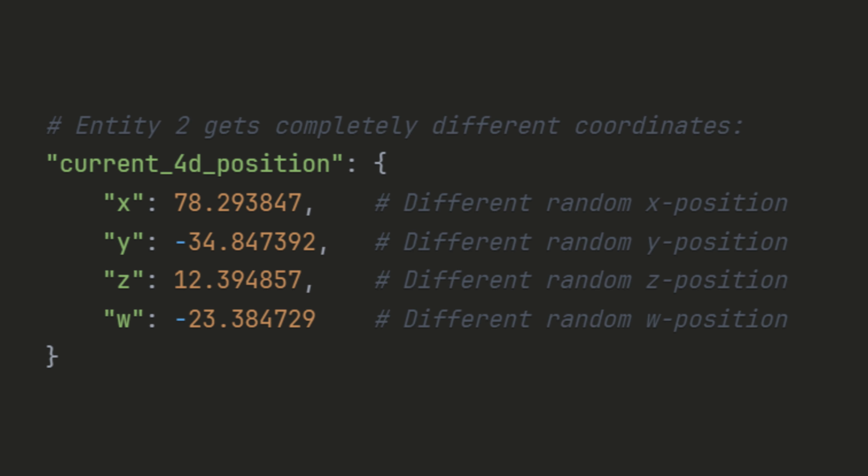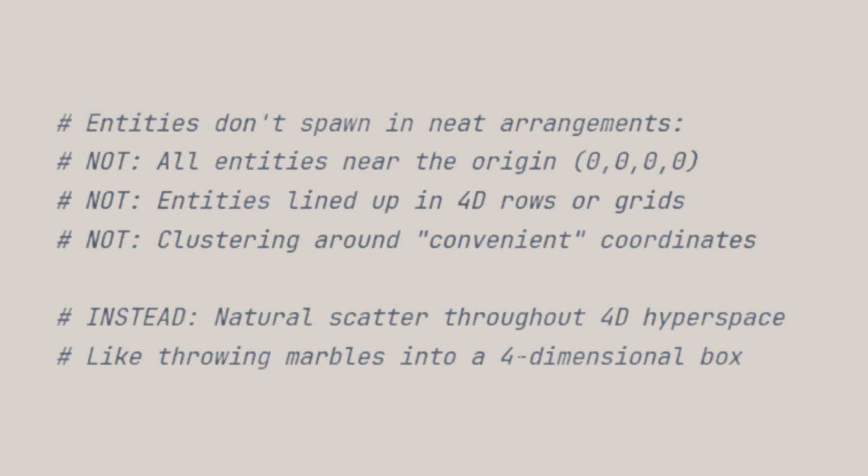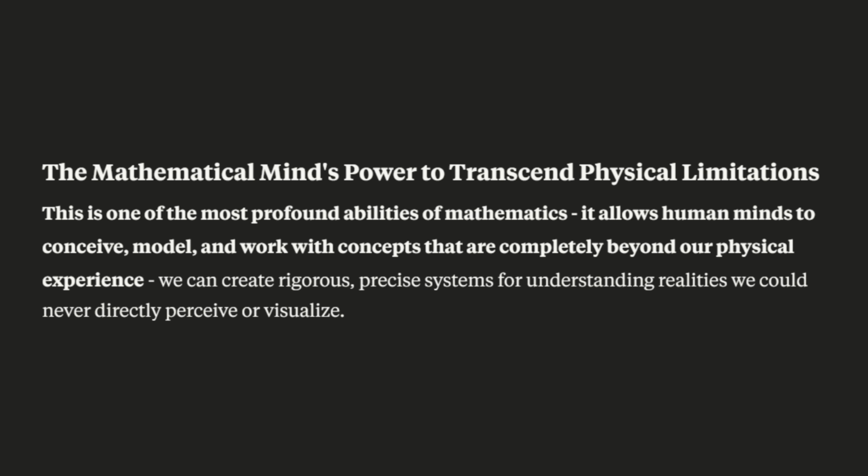This creates realistic spatial distribution where entities can manifest anywhere within our defined 4D boundaries. That's one of the cool things about math, because we can't necessarily always perceive things, but we can work with math in a way that can explain things that we're not able to perceive, in this case as 3D beings.